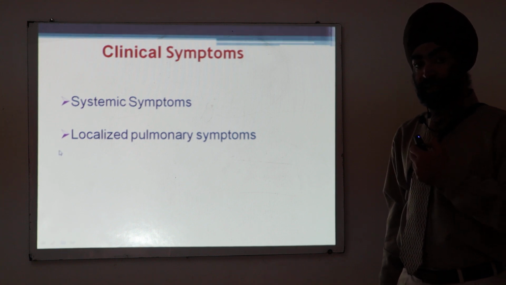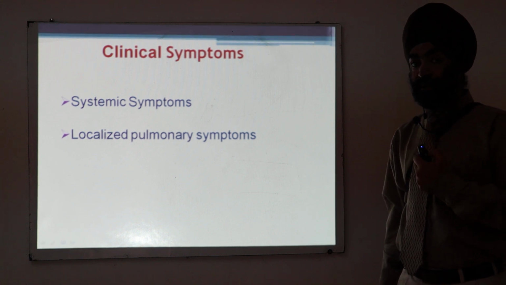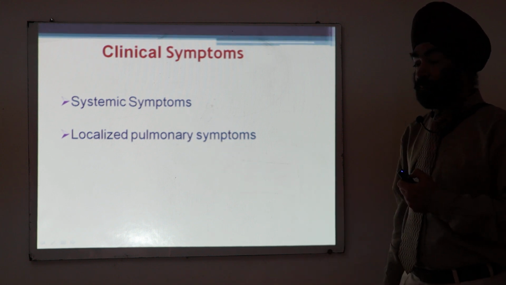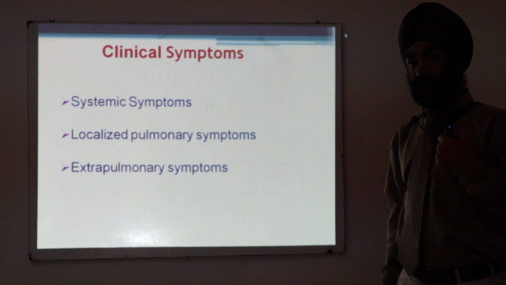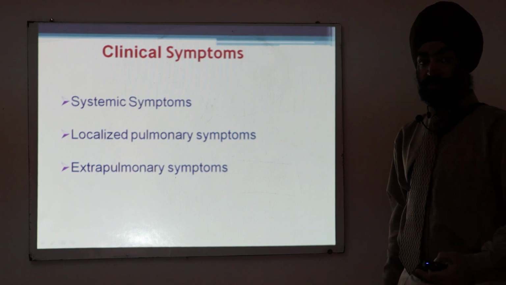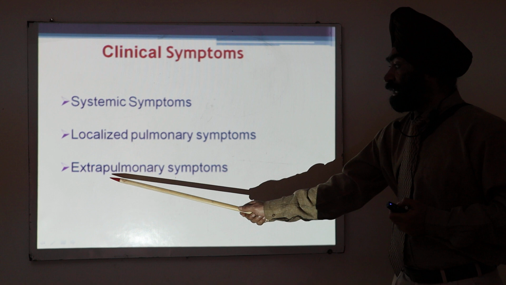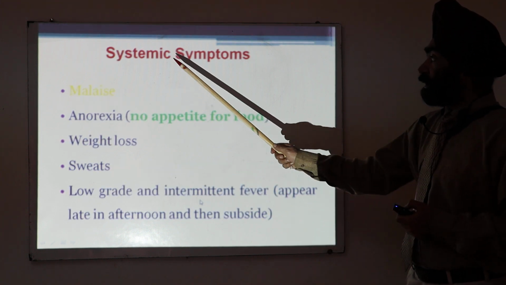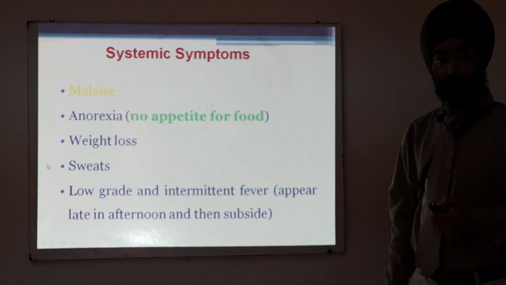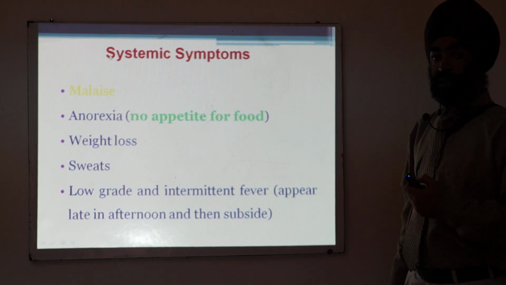So sometimes we can have the symptoms only in the lungs. Okay, that is pulmonary symptom. But sometimes the disease spreads away from the lungs. From the lungs it spreads to other parts of the body. Then you can have the extrapulmonary symptoms. So now going down to the first one, systemic symptoms. In the systemic symptoms, what are the things?